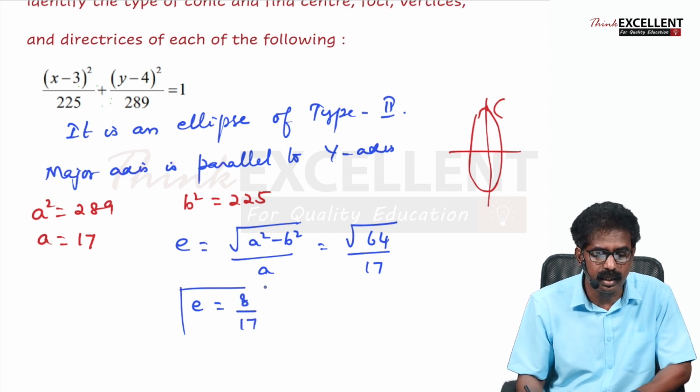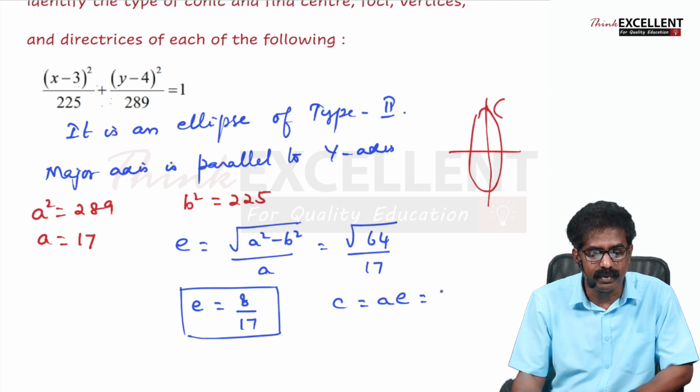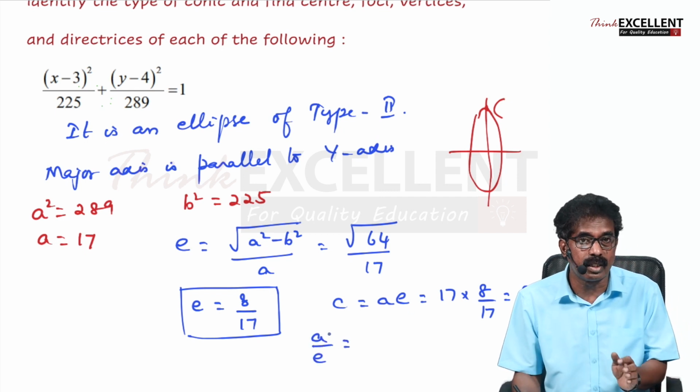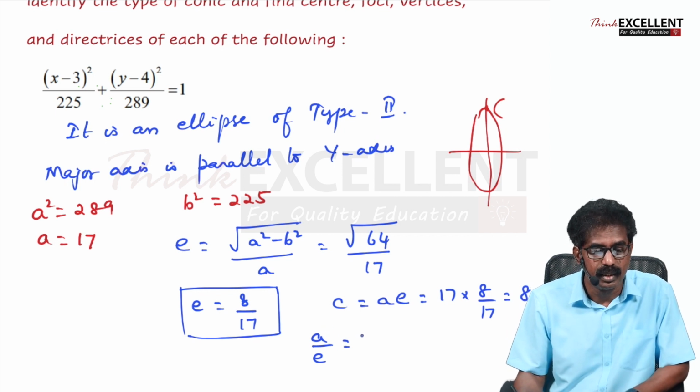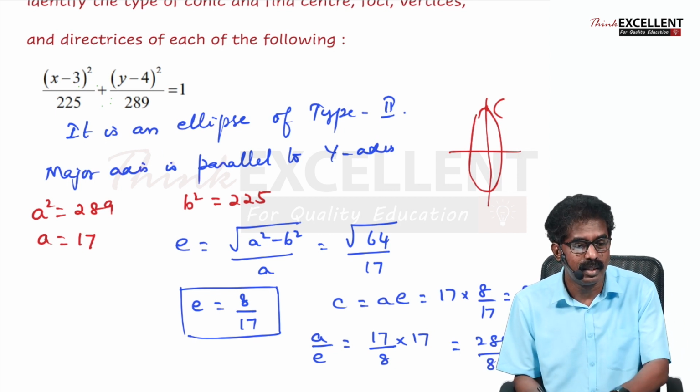So eccentricity got it, but immediately after that you find c. C means AE, right? A value 17 into E value 8 by 17. 17, 17 cancel. You are getting what? 8. A by E also you find out, because when you write the equation of directrix you need that. A value 17 by E value 8 by 17, it goes up. So you are getting 289 by 8. Okay, so all the things that are required, you got it. Now we find one by one.